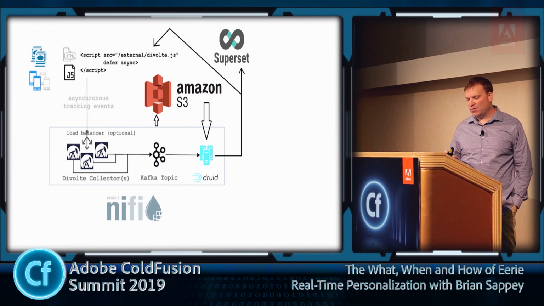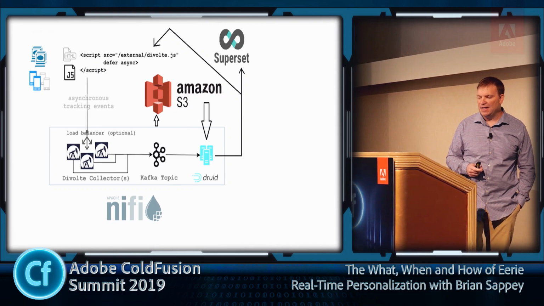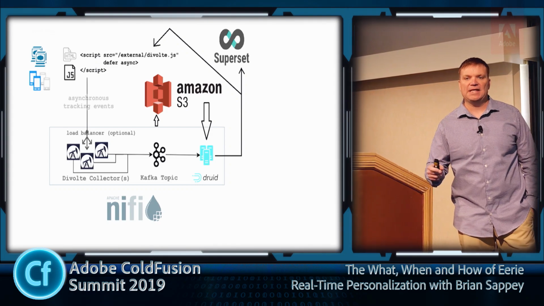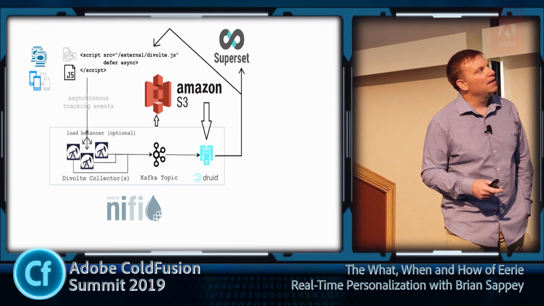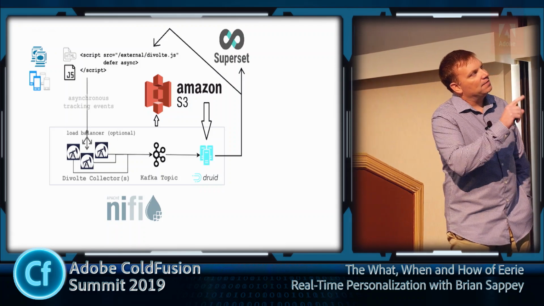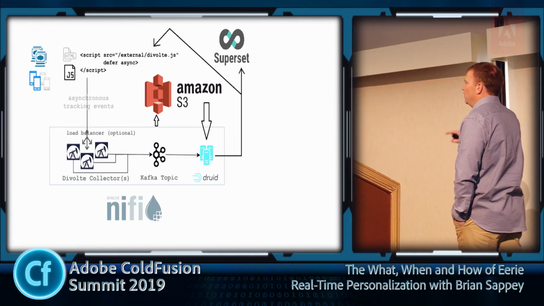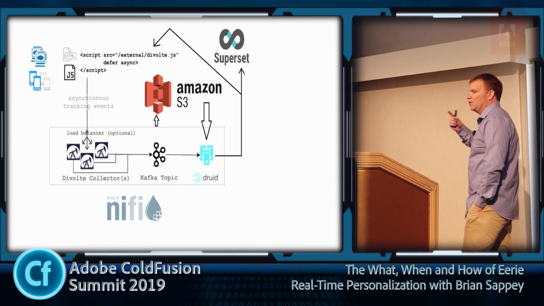You can see the include at the very top. I've got a script source of external Divolte.js with defer and async. I showed you that earlier. That's all that's needed to get the Divolte engine running on your site. As soon as the request comes in, an asynchronous tracking event is fired. So as the user's moving around on the page, I'm starting to track that data.